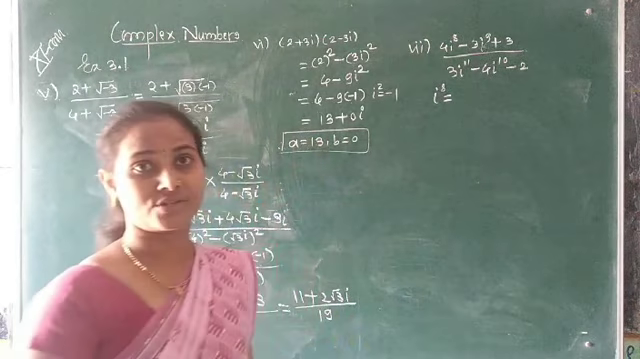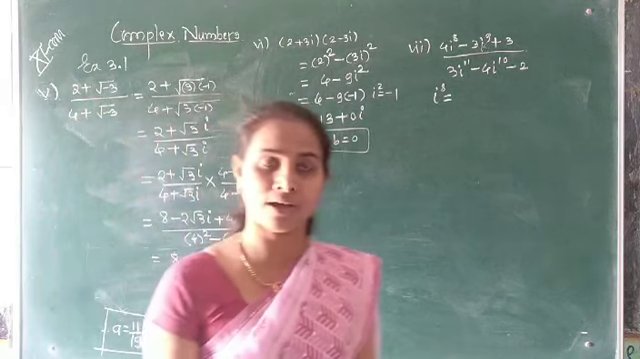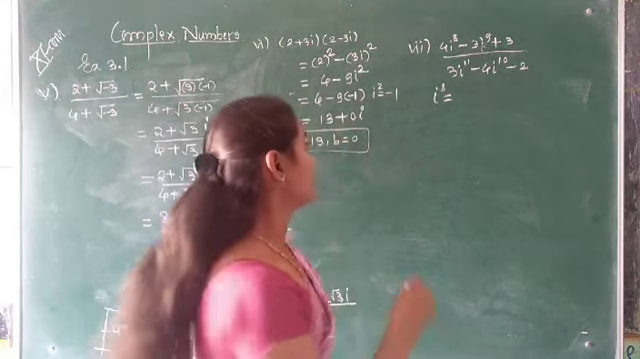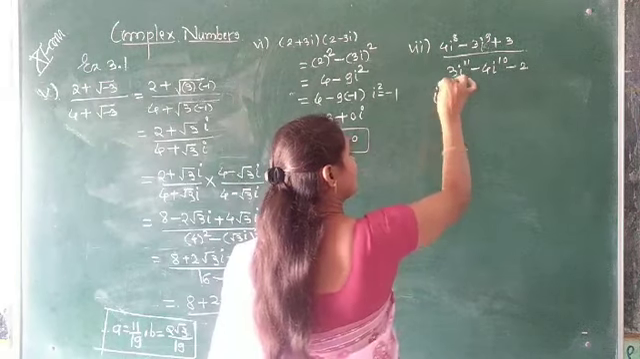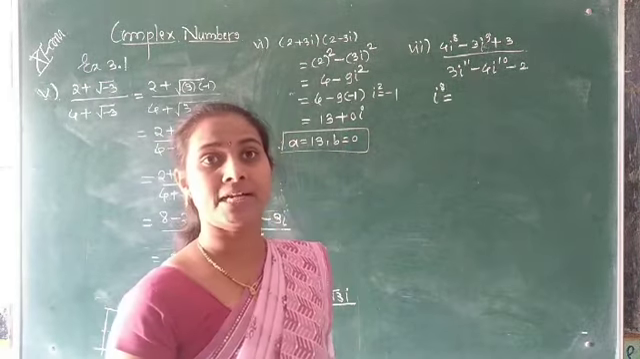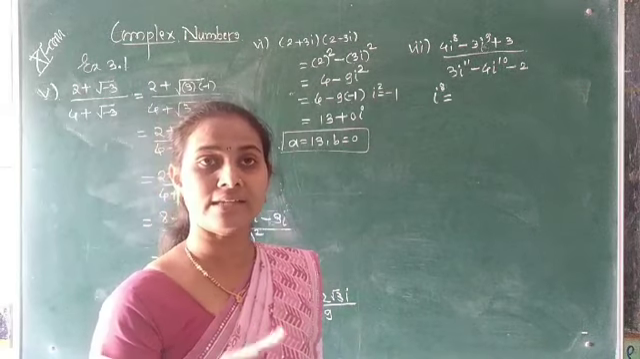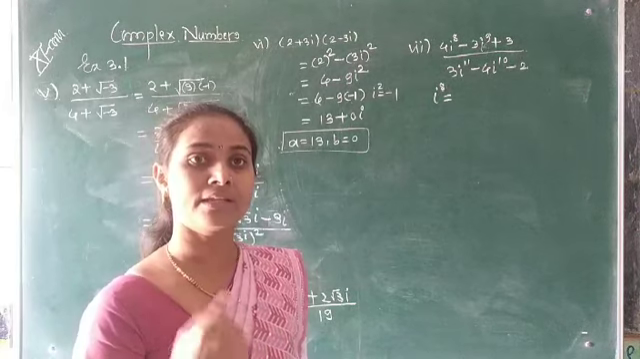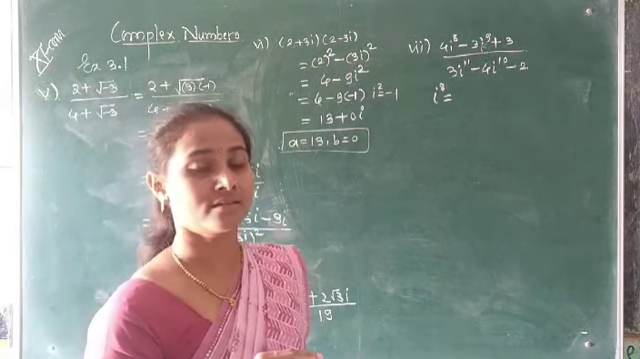In yesterday's lecture, I told you how to find the powers of i. If you have to find any power of i, then divide the number by 4. If the number is completely divided by 4, then the answer is 1. If the remainder is 1, then the answer is i. If the remainder is 2, the answer is minus 1. And if the remainder is 3, then the answer is minus i.